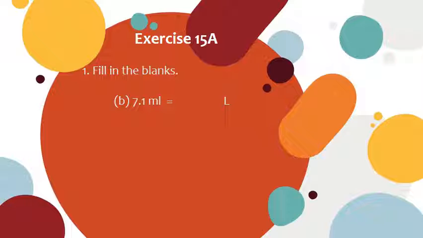Again children, we know that milliliter is the smaller unit and liter is the larger unit. And 1000 milliliter is equal to 1 liter. So children, 7.1 milliliter is equal to how many liter? Well, you have to change the smaller unit to larger unit, so you are going to divide. That is 7.1 milliliter is equal to 7.1 divided by 1000 liter.